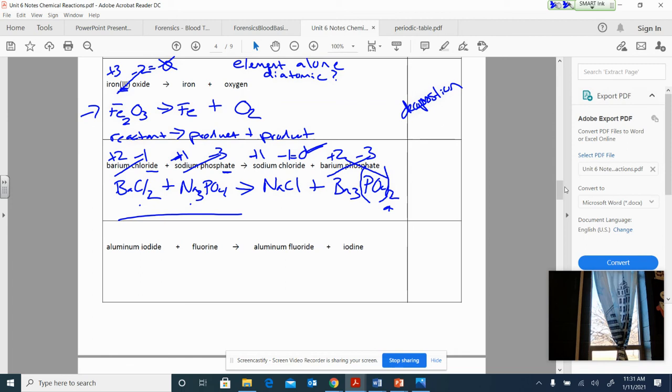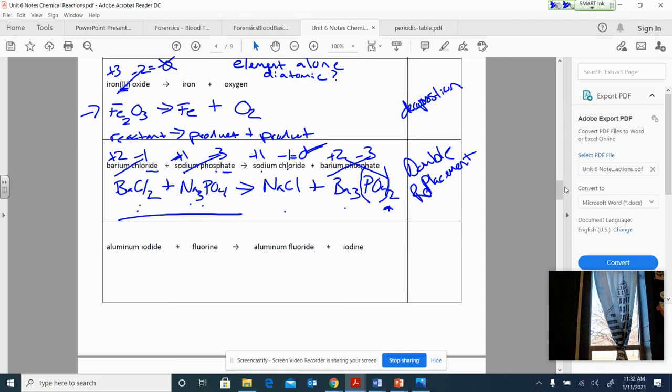Now what kind of reaction is this? I had a compound and a compound create 2 different compounds. So barium and chloride were together over here. Now barium and phosphate are together. On this side, sodium and phosphate are together, but on this side, sodium and chloride are together. So it's 2 compounds that switched partners, or they replaced each other. So that's called a double replacement, because both compounds replace each other. Double replacement reaction.